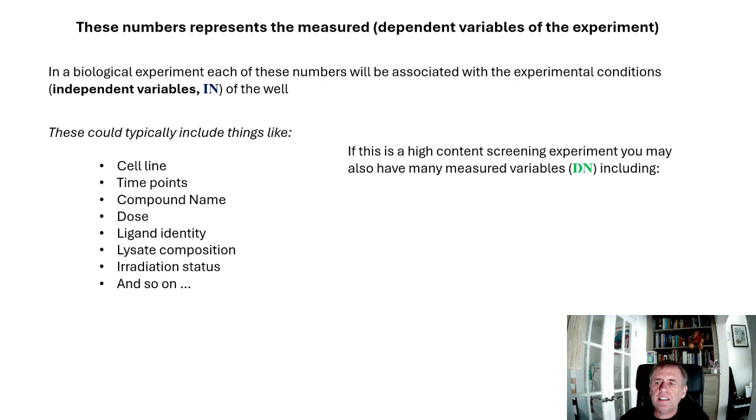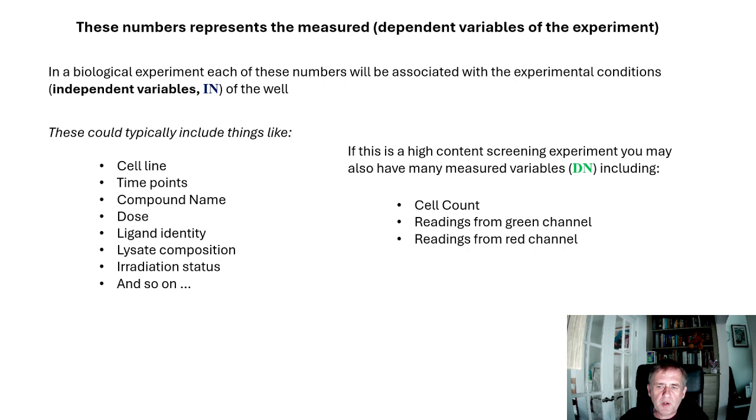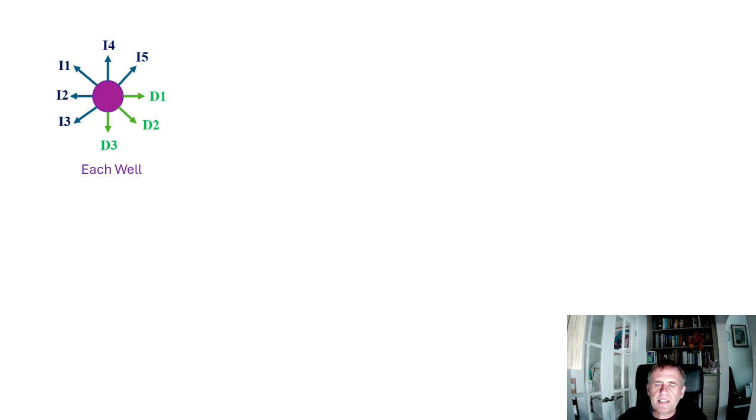Now also, if you're lucky enough to possess a high content screening instrument like an ArrayScan or an In Cell Analyzer, then not only does your microtiter plate have many independent variables attached to it, but it may also return many simultaneous dependent variables. And these might include things like cell count, readings from the green channel, readings from a red channel, readings from a far red channel, and also processed morphology data, which can include many different readings. So this means that each well of your microtiter plate can be associated with many different values.